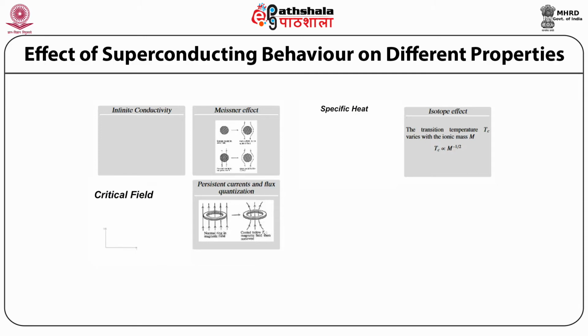Fifth, the variation of specific heat with temperature changes abnormally at the critical temperature Tc. Last one is the isotope effect, which is seen in superconducting thin films where the transition temperature Tc varies with the ionic mass m. That is, Tc is proportional to 1 by square root of m. The mentioned superconducting features of the materials are discussed in the coming slides.